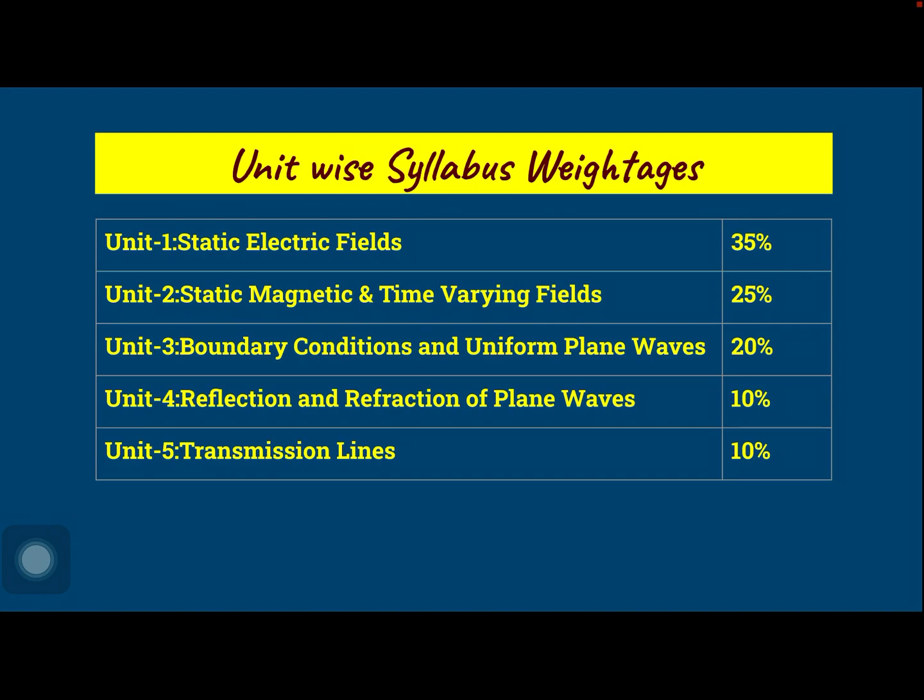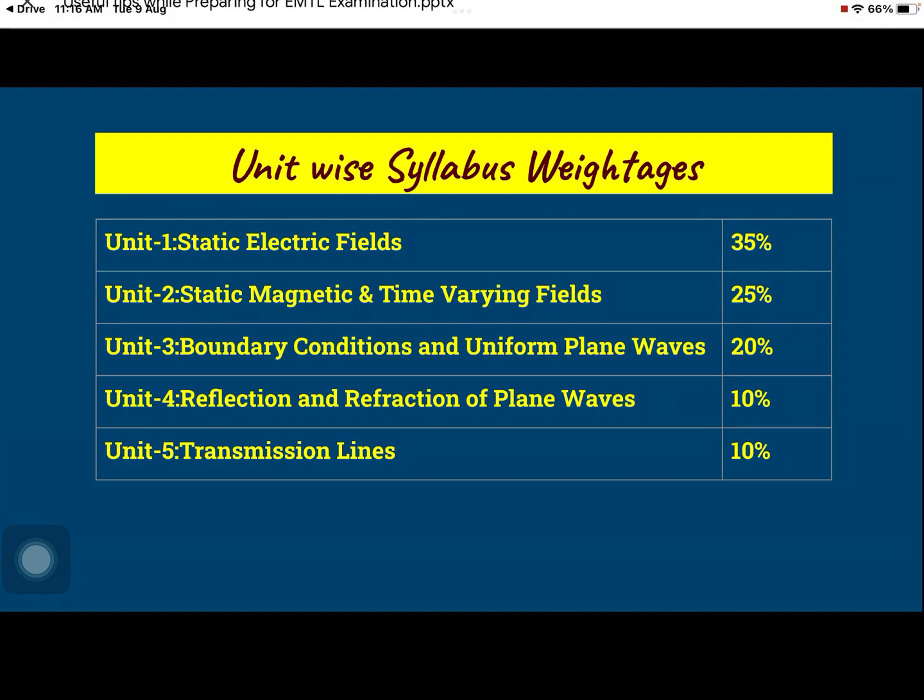Similarly, coming to unit 2, static, magnetic and time varying fields, there are 25% of concepts. In the third unit, boundary conditions on uniform plane waves, there are 20% of the total concepts. In unit 4, reflection and refraction of plane waves, there are only 10% of concepts, and in the last unit, unit 5, transmission lines, 10% of concepts out of the total are involved.